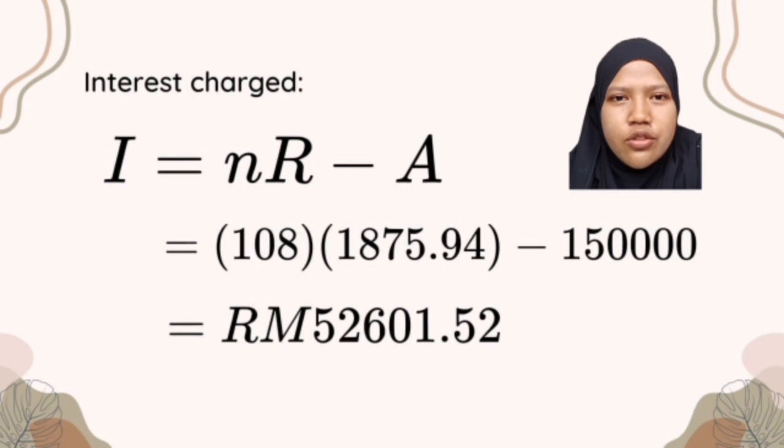Next, the question also asks to find the interest charge. To find it, we use the formula I equals nR minus A. After we put all the information given into the formula, we get 108 multiplied by 1,875.94 minus 150,000. And the answer is 52,601 ringgit 52 cents.